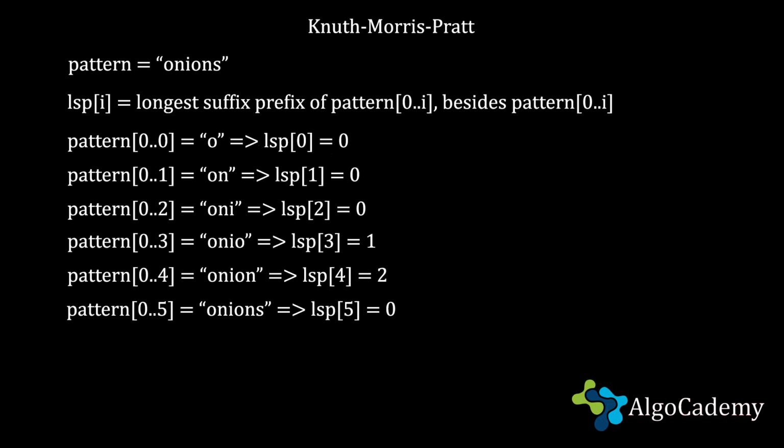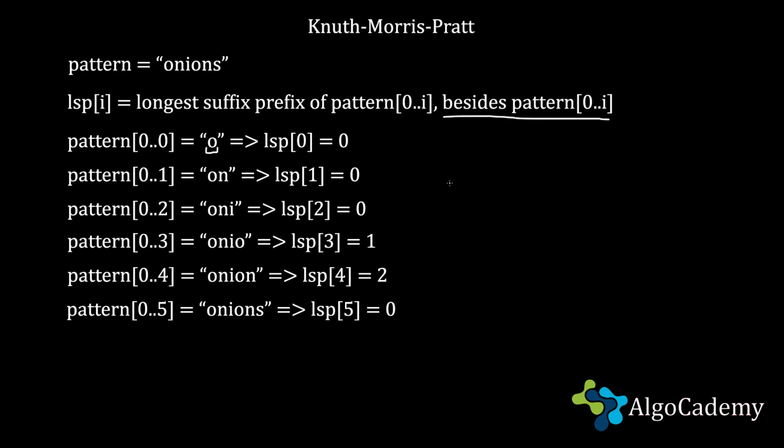Why is that? Well, what are the suffixes in this string? Of course, we have only one of them, which is O, which is obviously also a prefix, but we are not going to take it into account. That's why I said besides pattern[0..i], because no matter what is the string that you take, of course, the whole string is a suffix and a prefix, so the answer would always be the length of the substring, right? For example, on, yeah, it is a suffix and a prefix, so this one should be 2, here should be 3, and it's super straightforward.